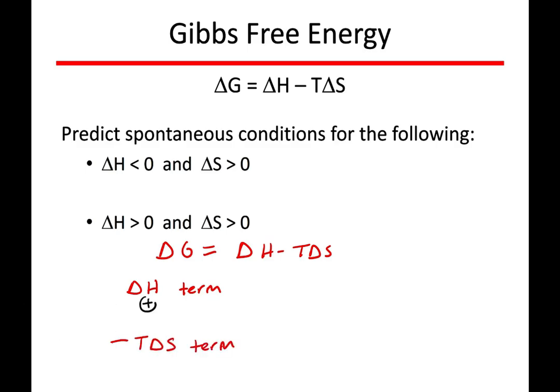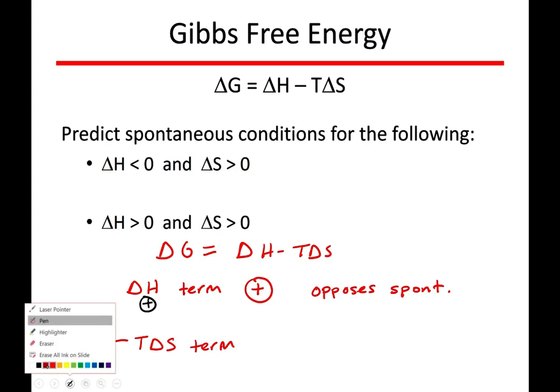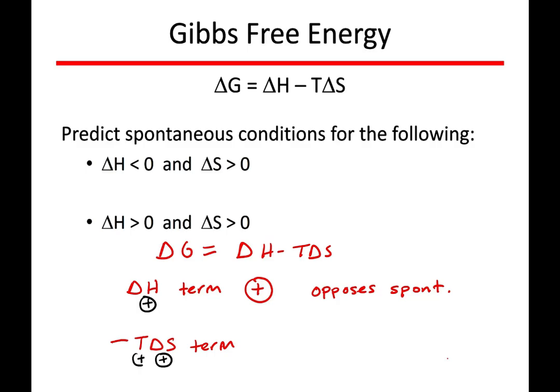We've been given that delta H is positive, and so that's going to make the delta H term positive. This opposes spontaneity because positive numbers are not good for delta G if we're talking about spontaneity, right? We want delta G to be negative. As for the negative T delta S term, delta S we're told is positive. Temperature, again, is always positive because we use the Kelvin system. The negative out in front gives you a negative times 2 positives. That makes this term negative, and so this term favors spontaneity.